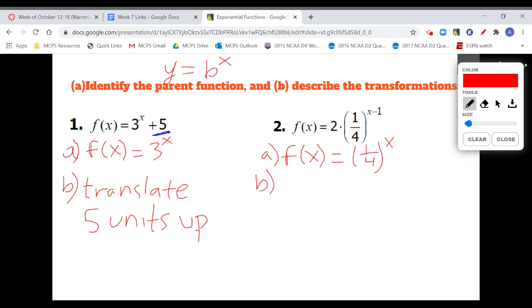And then when I go to identify transformations, I want to look at all the other things that are happening in this function. So basically everything that is not the 1/4 or the x. So here in the front, I'm multiplying by a 2. And then you can also see in the exponent, I am subtracting 1 from x. So when I go to write what these transformations are, remember the 2 in the front was our a value. That causes the dilation. Okay, so that means that here my first transformation is a dilation by a factor of 2.